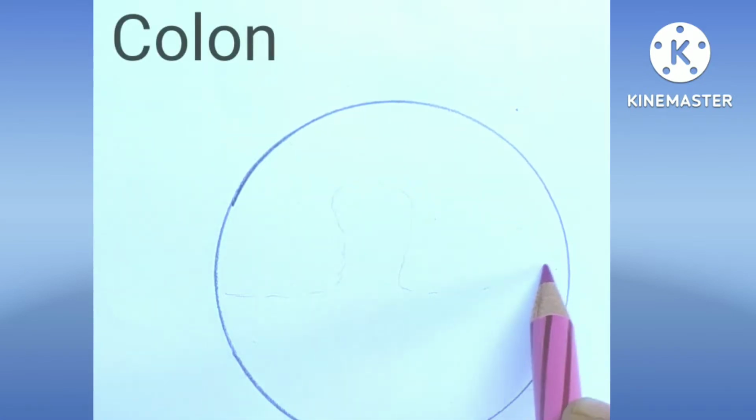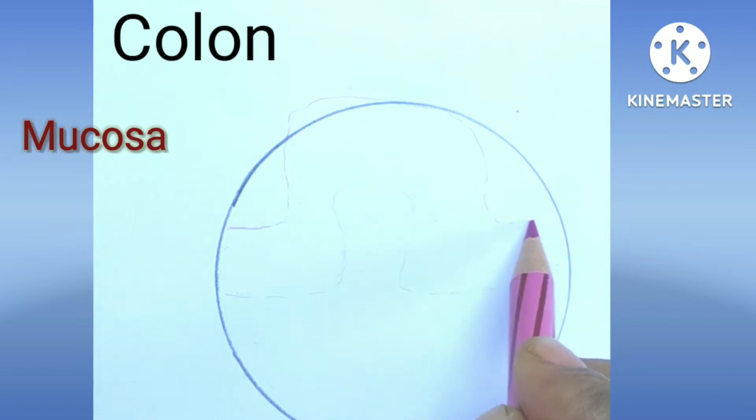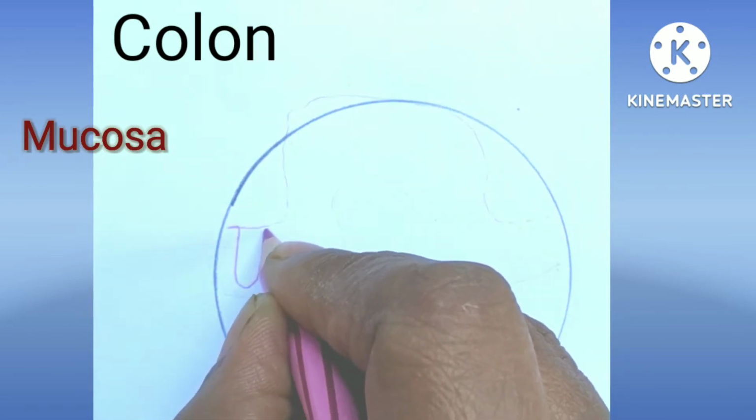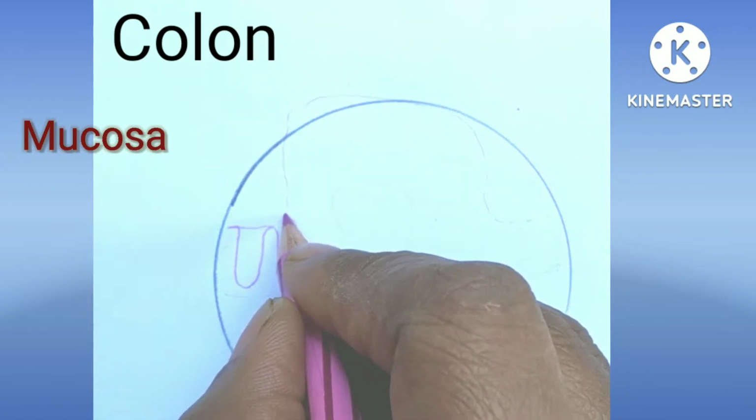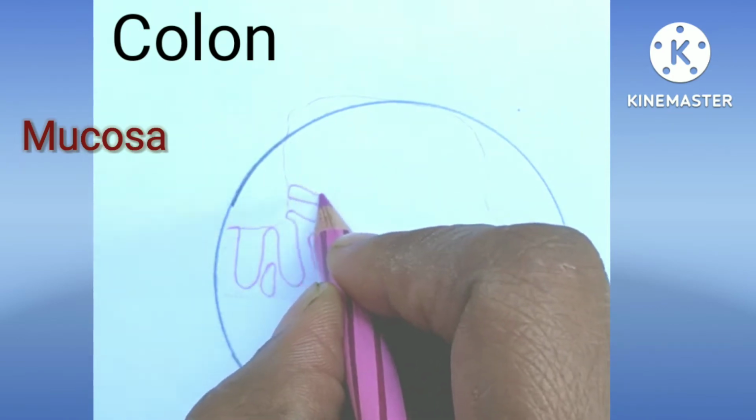Today we'll discuss the histology of the colon and appendix. The large intestine differs from the small intestine due to the presence of tinea coli, then haustra, and also the absence of villi. So villi are absent.